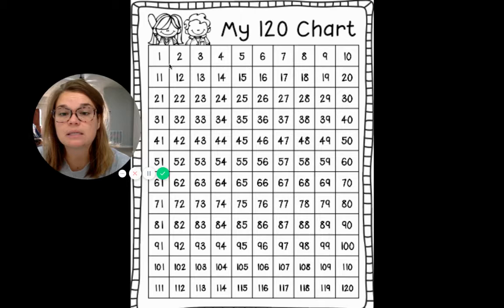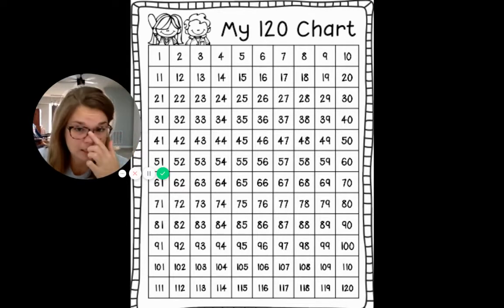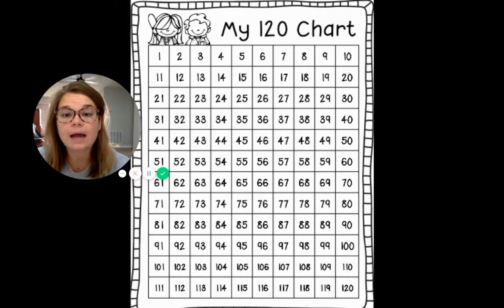So you should be able to see Ms. Strohmeyer's mouse. We're going to start at 1, and we're going to take a couple breaks. We're going to take a couple deep breaths throughout our 120 chart. We're not going to go all the way through one time. We're going to take a couple breaks. So count along with me, and this is how we're going to start math today.